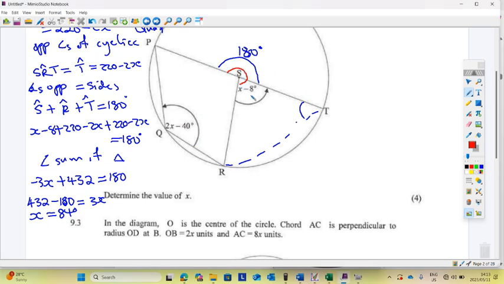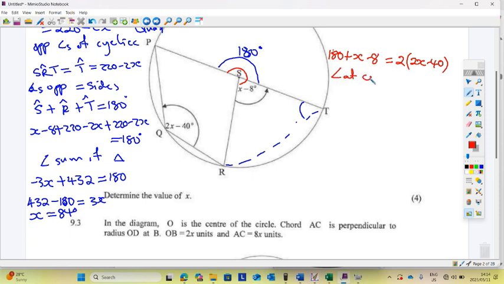So this angle at the center is 2 times bigger than the angle at the circumference. This is going to give us, we are saying, the angle at the center, 180 plus x minus 8 there, is equal to 2 times the angle at the circumference. This is 2x minus 40 there. Now, in this expression, you will have to solve for x, but give the reason first.